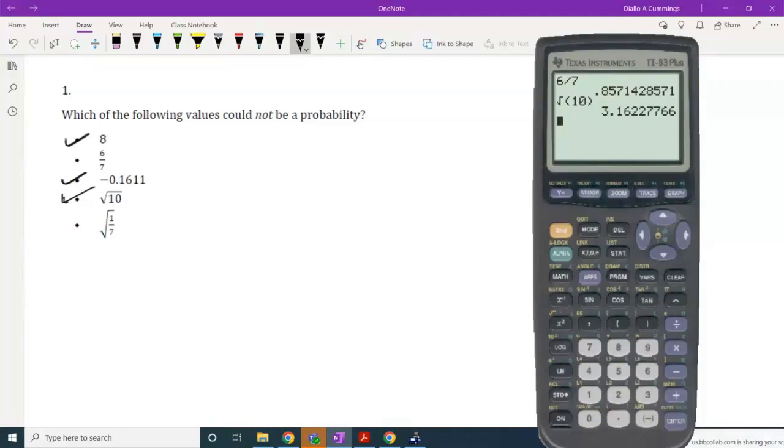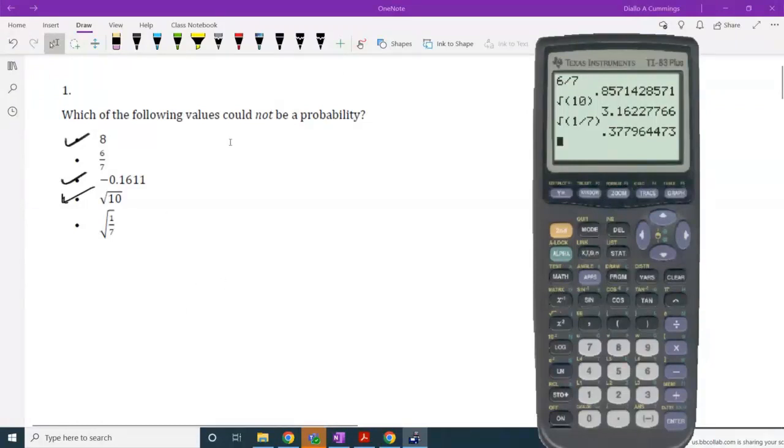And then the last one says the square root of 1 divided by 7. All right, so I'm going to put this in the calculator. The square root, okay, 1 divided by 7. I'm going to close my square root function. And then if I hit enter, since it's in between 0 and 1, this would be a probability. So to answer these questions, 8, negative 0.1611, and the square root of 10 are all of the following that could not be probabilities.